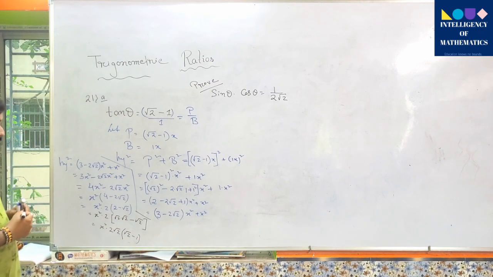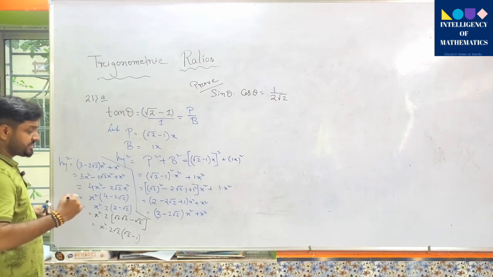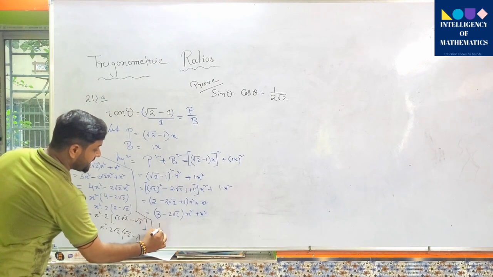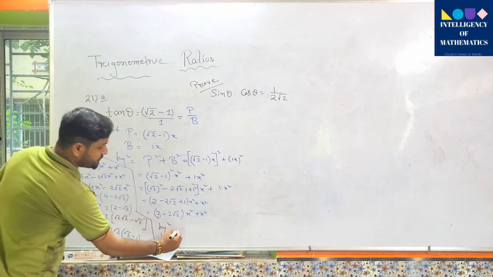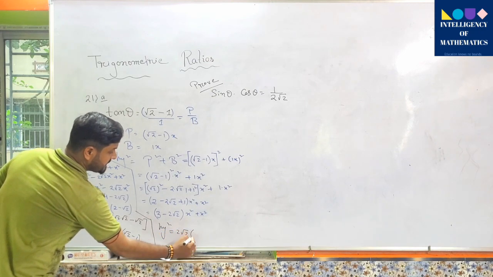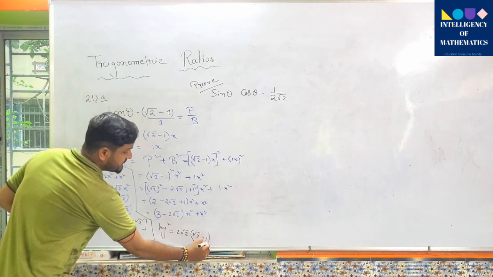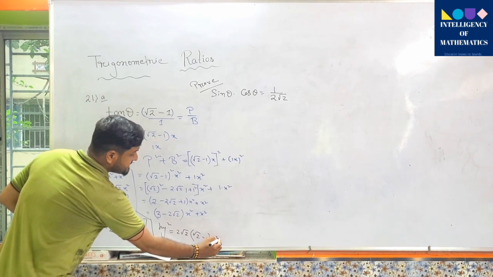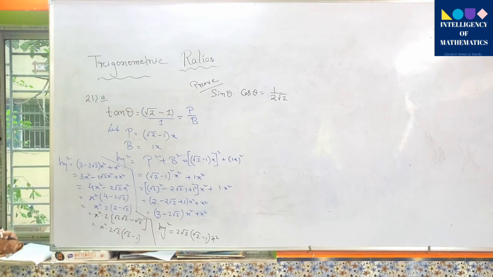So finally, hypotenuse square value is coming how much? Hypotenuse square is coming 2 root 2, then root under 2 minus 1 into x square. This is the value of your hypotenuse square.